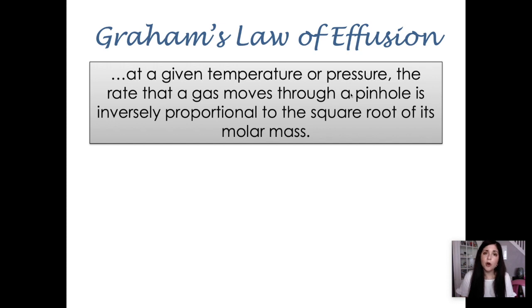All you need to know about Graham's law of effusion is that gases with a lower molar mass move much faster than those with a much higher molar mass. And that makes sense. The gases that are lighter are able to move much more readily through a space. Gases that are heavy tend to stay in one spot. They're not going to move as fast.